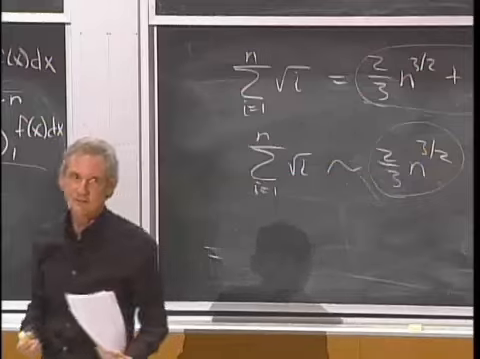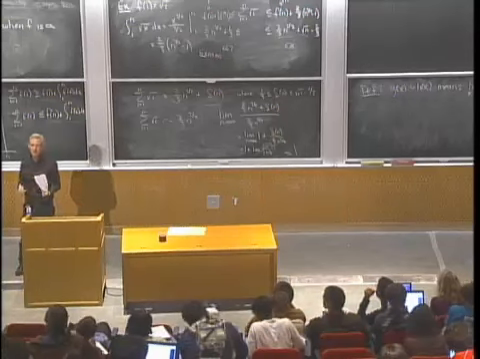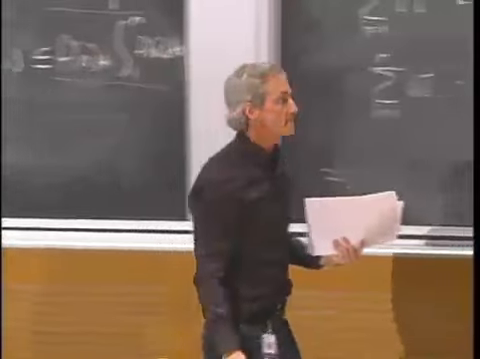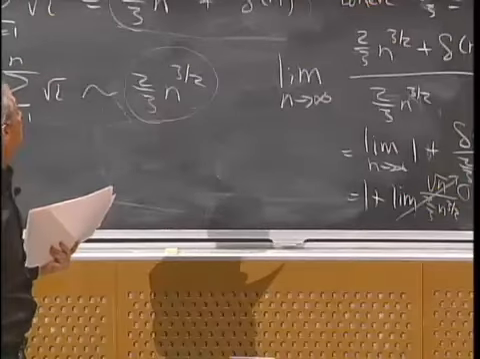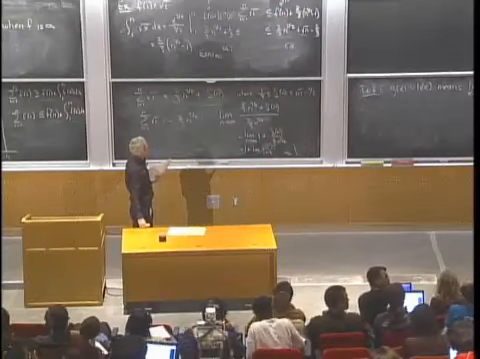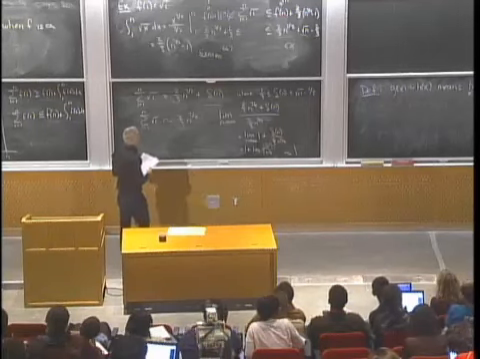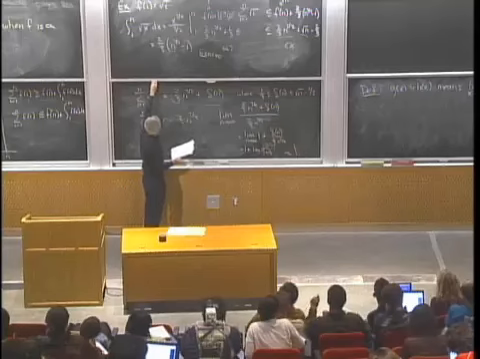Any questions about this? We're going to do a lot of this kind of notation next time. Yeah? You got 2/3 n to the 3/2 minus 1. Why did the minus 1 not become part of the actual solution, and instead become part of the delta?